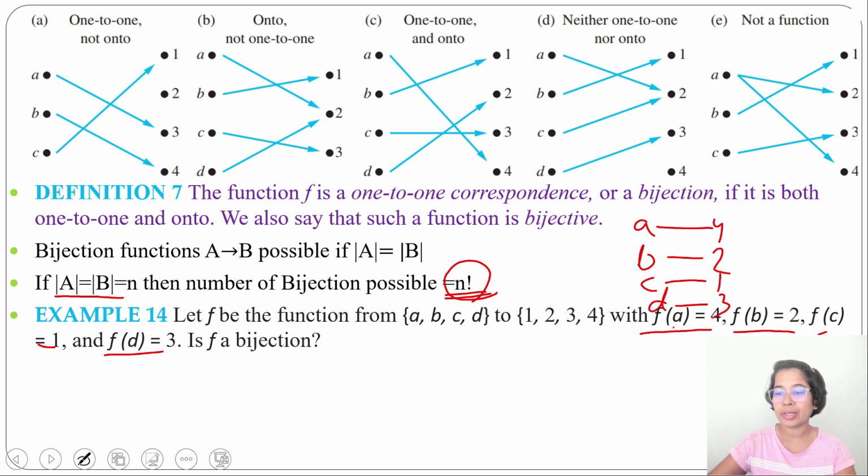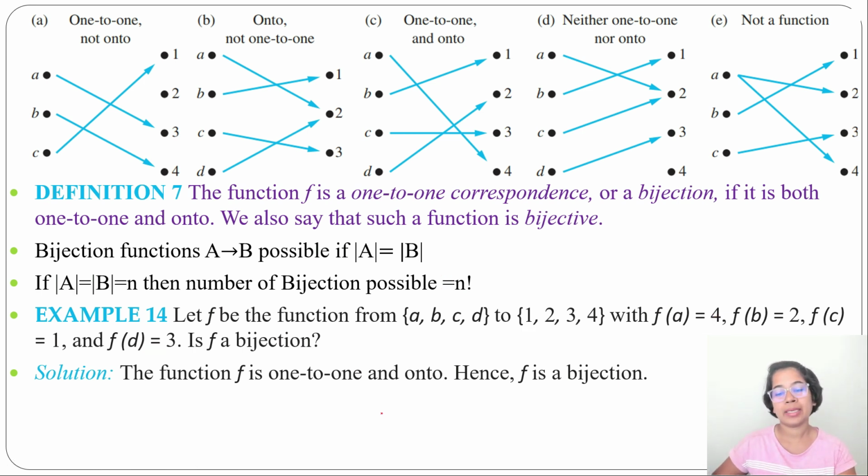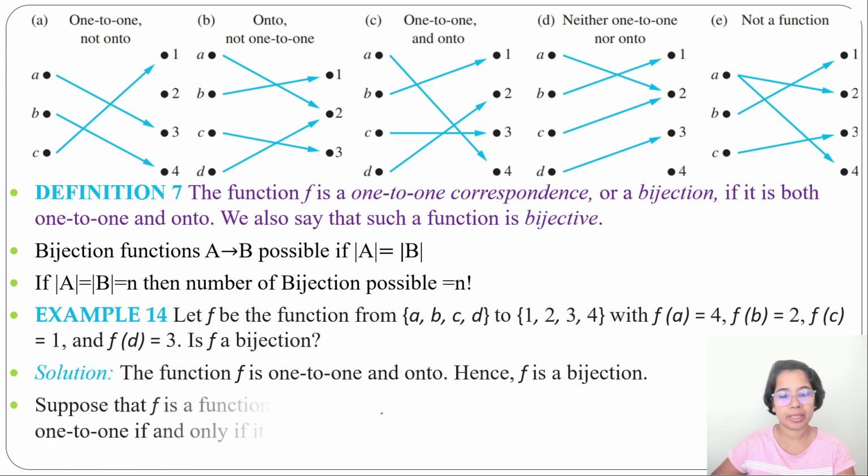All map to different elements, so it is one-to-one. Also all elements of set B are the image of some element. 1, 2, 3, 4 all are images, so it's also onto. As it is both one-to-one and onto, hence f is a bijection. Or you can say it's a one-to-one correspondence.